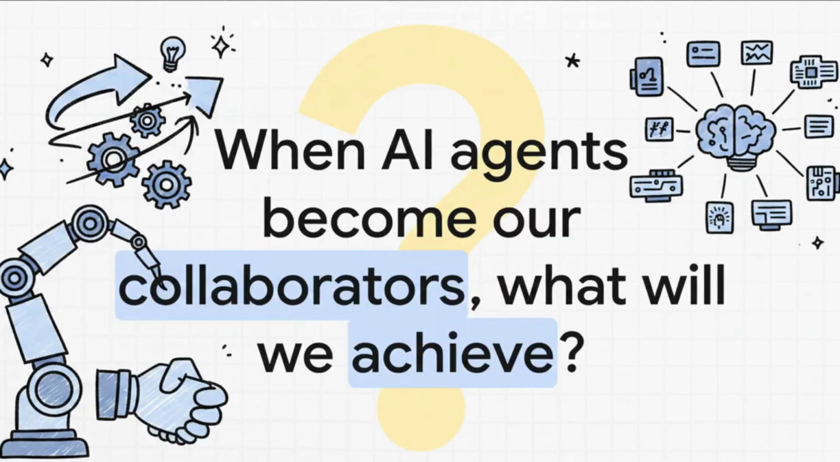And that brings us to the final, and maybe most critical question. We're moving from a world where we just use AI as a tool to one where we truly partner with it. As these agents become more capable, more autonomous, and more integrated into our lives, they stop being just assistants, and they start becoming true collaborators. The only question left is, what are we going to achieve together?